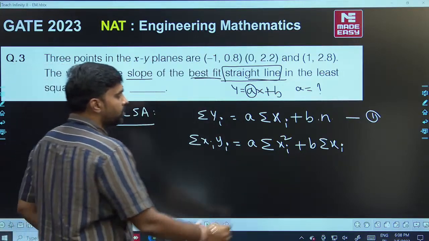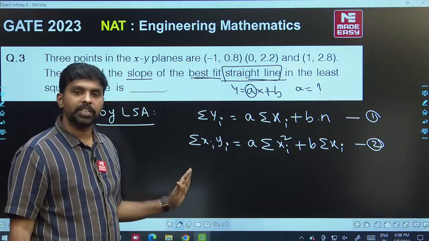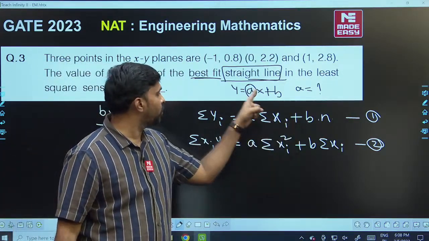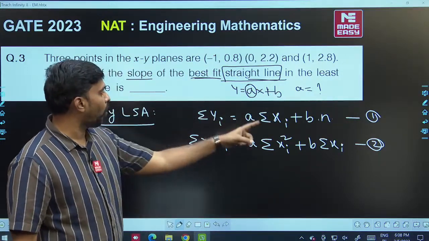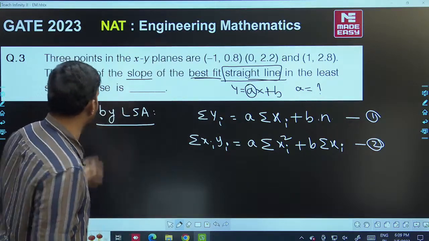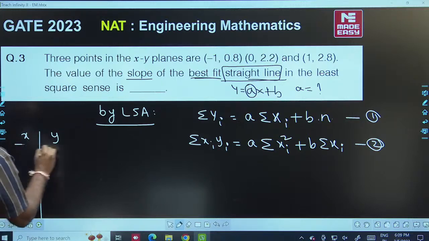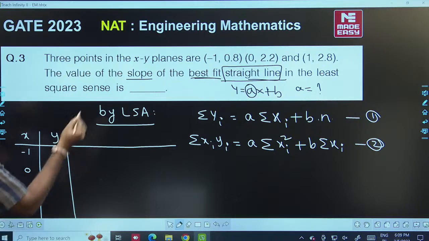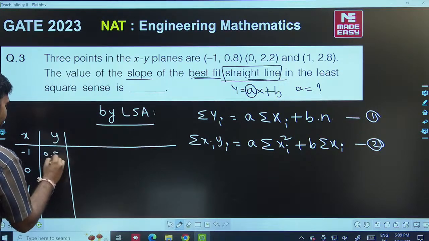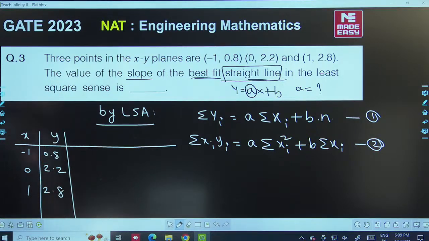Chaliye. So now this is the second equation here. If you solve these equations, you are going to get the unknown values a and b. For that we need to substitute all these summation values from the given data. Let us construct the summation table: x is minus 1, 0, 1, and y values are 0.8, 2.2 and 2.8. These are the x and y data given to us.